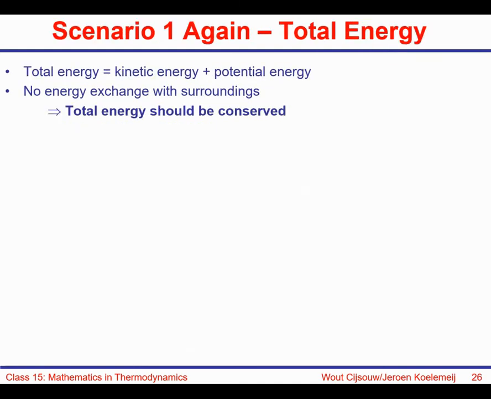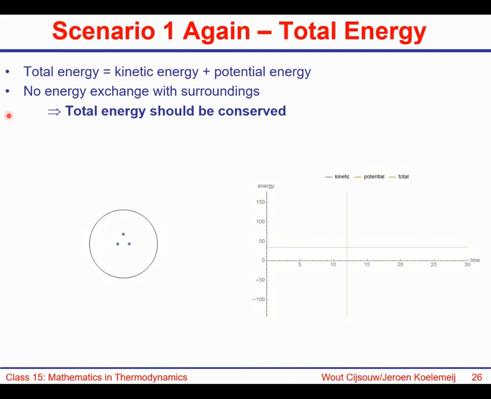Now, just as a final proof that this is not just an artifact of my simulations, but actually some real physics that's going on, we're going to have a look at scenario 1 again. But this time also consider the potential energy and the total energy. The total energy is the sum of the kinetic energy that we already saw and, of course, the potential energy of the molecules. The whole system is isolated. There's no energy exchange with the surroundings. So from the first law of thermodynamics, we know that total energy should be conserved. Let's see what happens during the simulation.